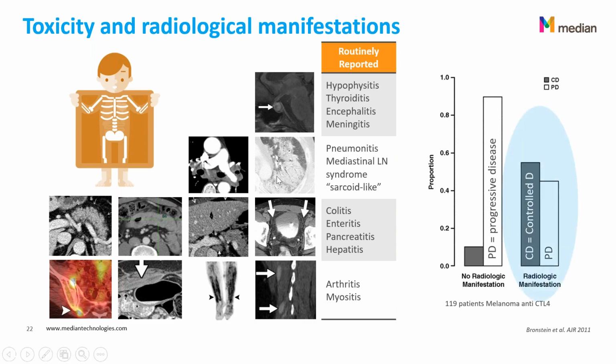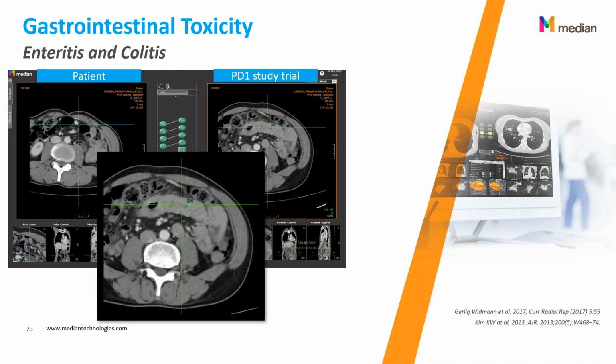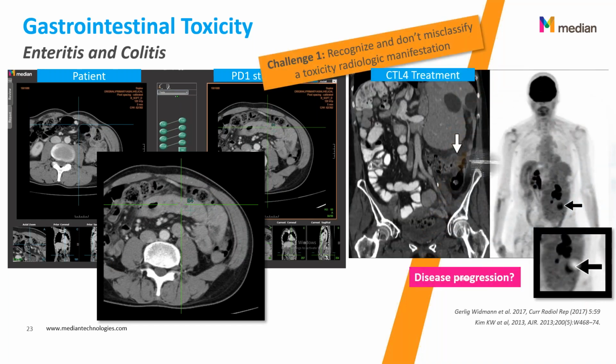The gastrointestinal toxicity is maybe one of the most reported toxicities. It's recognized and can be easy, like in this case when there is an enteritis and the digestive tract is thickened in a diffuse way. But it can also sometimes be very difficult to differentiate from a new lesion, like in this pseudonodular colitis. So it really can be challenging to make the difference between an adverse event and a new lesion.